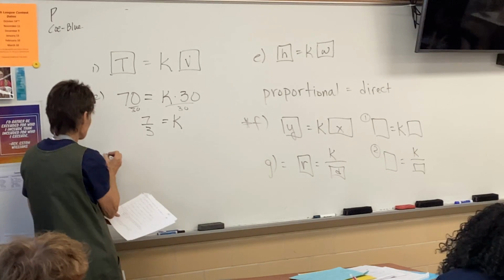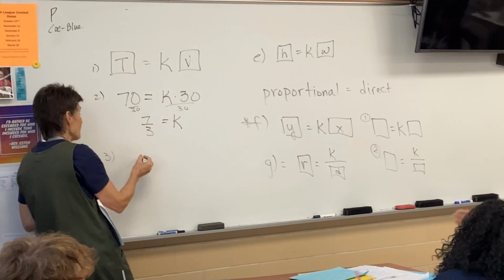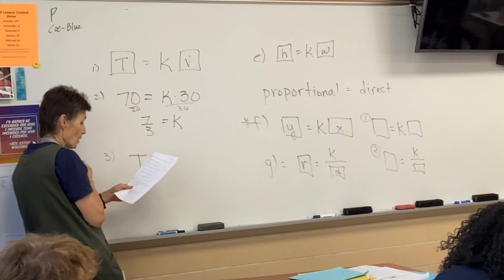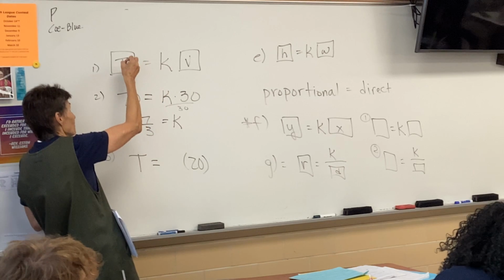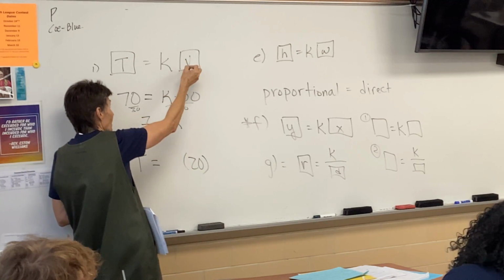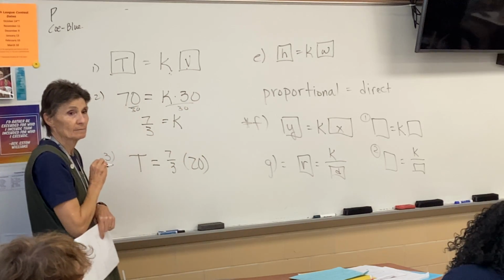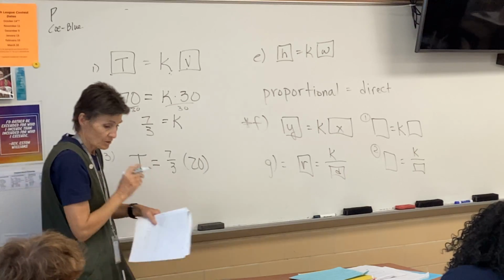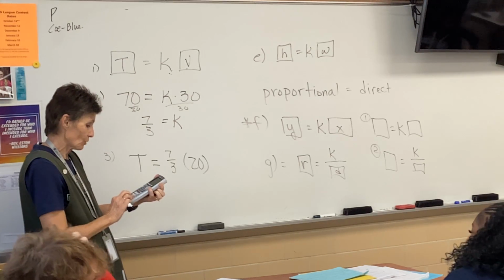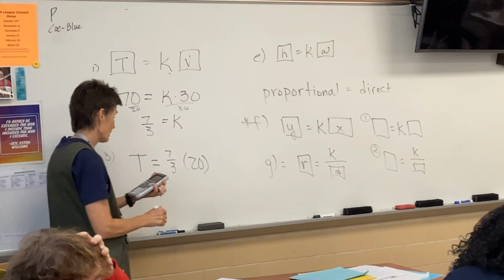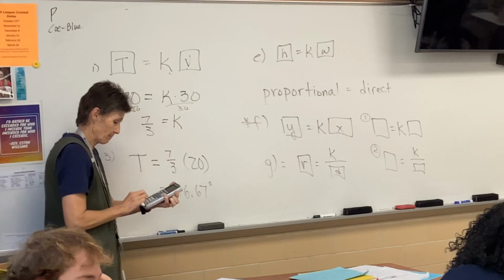All right, and then the third sentence, go back to this right here. Find the temperature, I don't know the temperature, when the volume is 20. Now remember, I'm finding temperature, I know the volume is 20, and I already figured out that K was 7/3. So the temperature is going to be 7/3 times 20. So about 46.67 degrees.